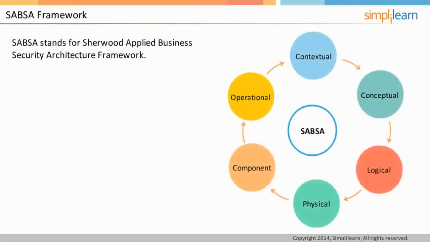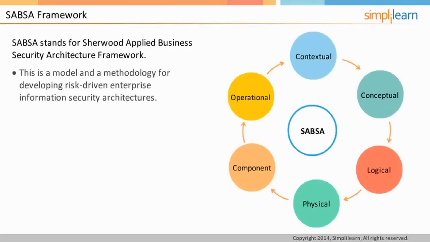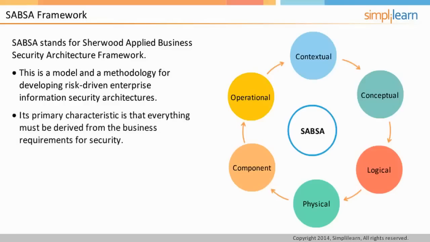Sherwood Applied Business Security Architecture Framework, or SABSA, is intended to follow the same basic outline provided by Zachman. SABSA is a model and methodology for developing risk-driven enterprise information security architectures and for delivering security infrastructure solutions that support critical business initiatives. The primary characteristic of the SABSA model is that everything must be derived from an analysis of the business requirements for security.